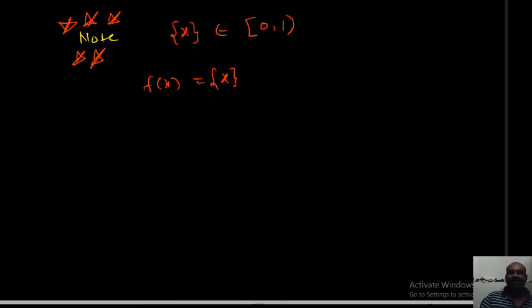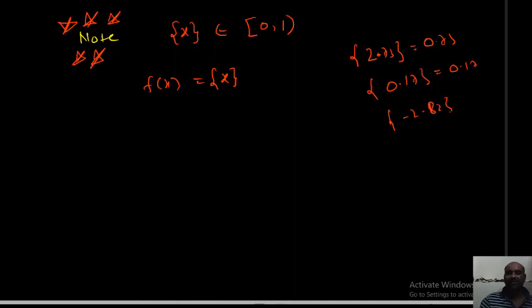X is called the domain, and the fractional part of x is called the range. Instead of x, you can write anything in the domain. For example, somebody asks what is the fractional part of 2.73? The answer is 0.73 only. What is the fractional part of 0.17? It is 0.17 only. What about minus 2.82? Just now I explained, so what should you write? You should write 0.18. Understood?